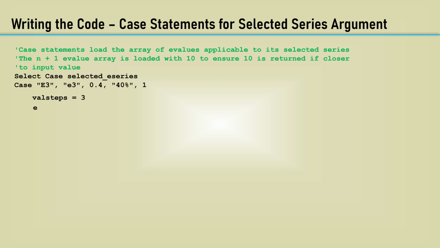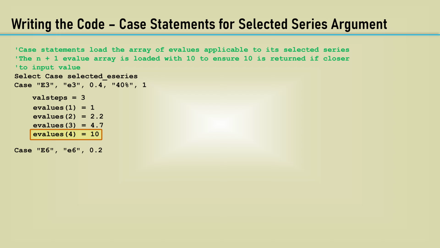Then load the E-values array with the appropriate E-series values. Note the E3 has a fourth value of 10 that is used to search for high values that are closer to 10 than the value below it. This will be done for all series.